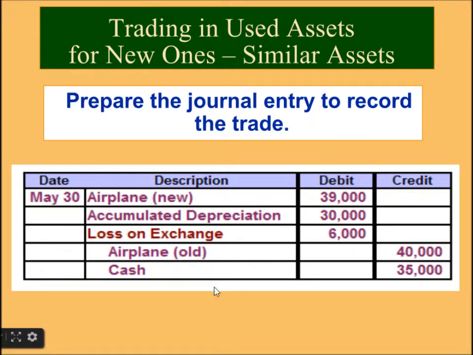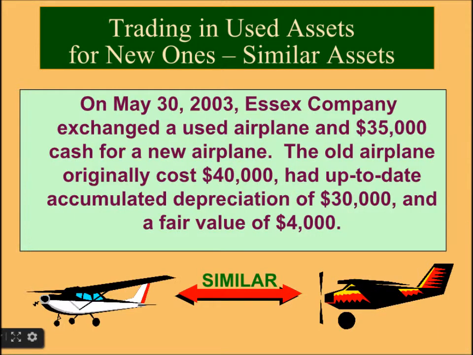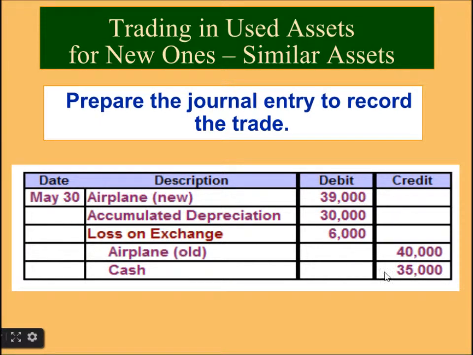Let's prepare the journal entry. Since there was a loss, the old airplane will be written on the credit side, which is 40,000. Cash given in the exchange was 35,000, 35,000 cash for the new airplane. So cash on the credit side, and accumulated depreciation as given is 30,000. Loss on exchange as calculated before was 6,000. So if you calculate both sides, we'll get the new airplane debit value of 39,000 because debit and credit should match.